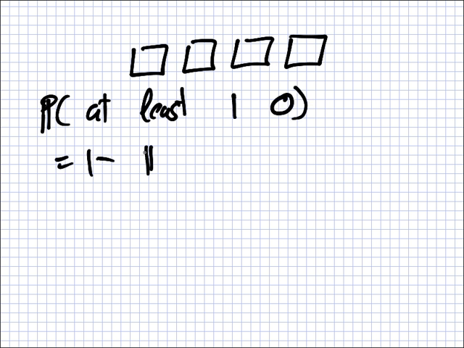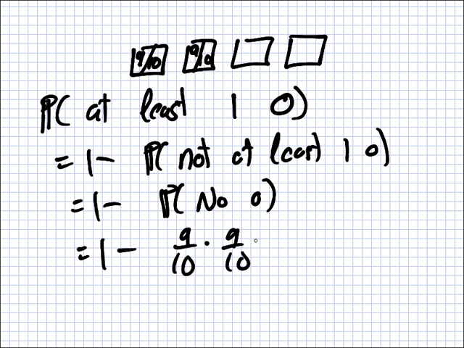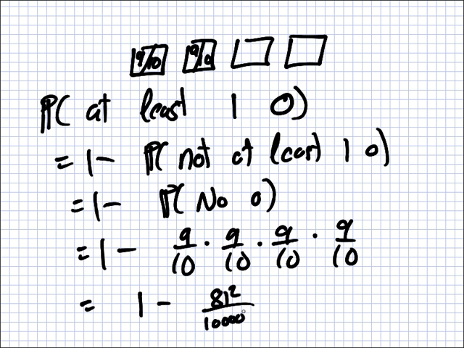That's equal to 1 minus the probability of not at least 1 zero, which is another way of saying the probability of no zeros. So, how many numbers here are not 0? 9 out of 10. 1 to 9. You have 9 out of 10 possibilities. And here, 9 out of 10 and so on. So this is 1 minus 9 over 10 times 9 over 10 times 9 over 10 times 9 over 10. So that's 1 minus 81 squared over 10000.